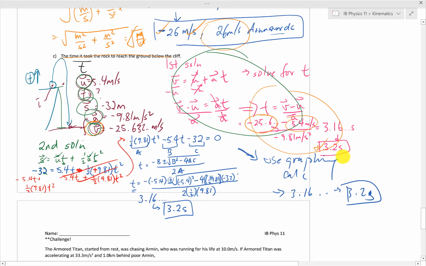If you decide to use your graphing calculator, I would prefer you to write down your initial equation, how you substitute it in your equation, and maybe a note of how you use your graphing calculator. Use graphing calculator, find intersection point between this and this, or something like that. And then showing your final value here and rounding it up. So those are all possible solutions that you can show me.